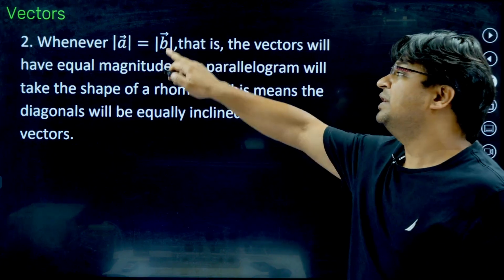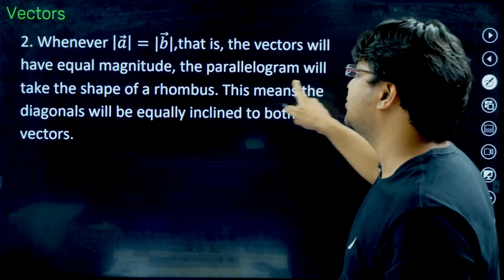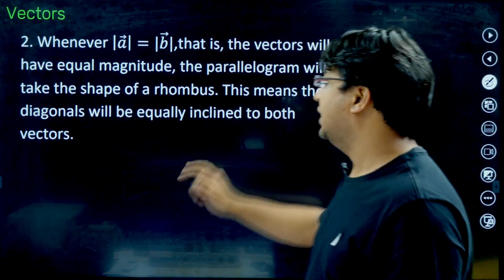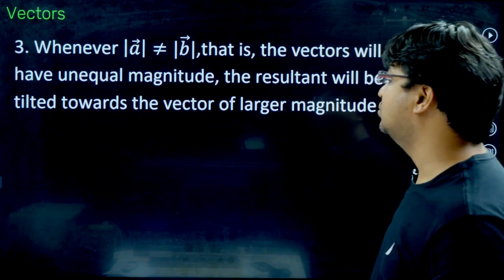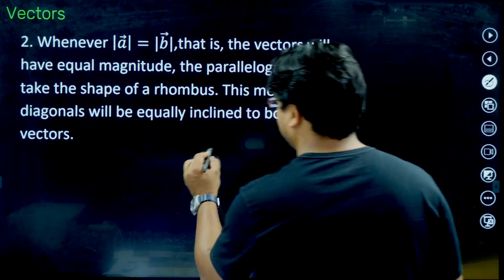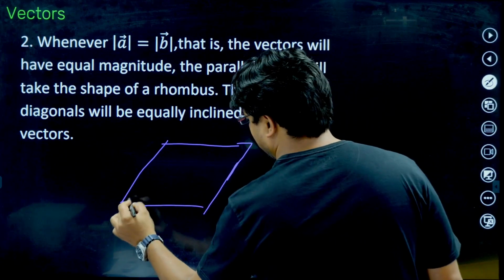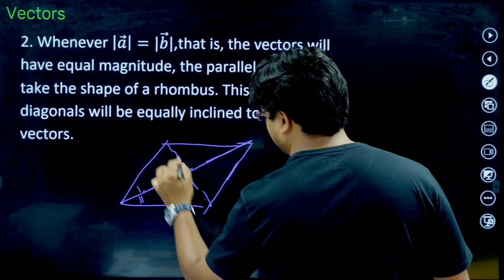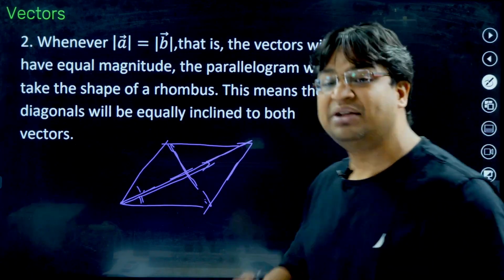Secondly, if magnitude of A and magnitude of B are equal, then the vectors will have equal magnitude and the parallelogram will change into a rhombus now. And the rhombus has a property that the diagonal is equally inclined to the two sides. So in a rhombus, both the diagonals will be equally inclined, and this diagonal will also be equally inclined. So the resultant will happen exactly midway between the two vectors.